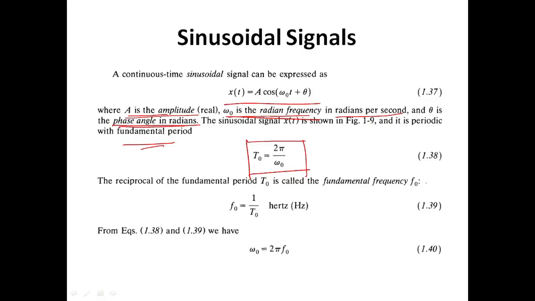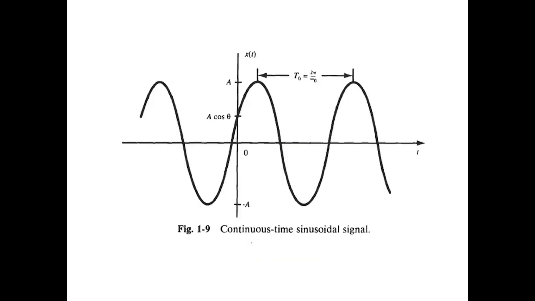In our last class we have done some numericals. Basically in the discrete time domain it is the same. From here 1 by T naught is equal to f naught in hertz, and this f naught is regarded as the fundamental frequency. This fundamental frequency is given by omega naught equals 2 pi f naught. So this is an example of a continuous time sinusoidal signal.